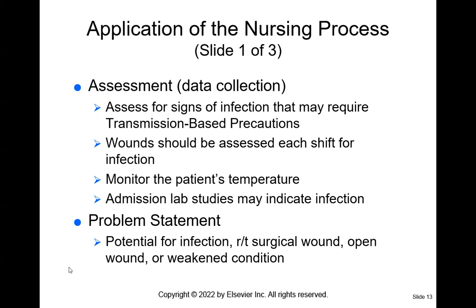Think about problem statements, right? So if the patient has a potential for infection, because in chapter 16, we talked about those risk factors: age, immune status, if they're an organ donor, if they're a smoker, right? Those are some reasons why a patient could be at risk for infection. So potential for infection, RT means related to the fact that the patient has a surgical wound. Whenever the skin is broken, that is an opportunity for infection to set in. Whenever there's an invasive procedure, I'm always concerned about infection and hemorrhage. Okay, of course, hemorrhage is going to kill the patient fastest, but in this case, we're really discussing infection, right? So that surgical wound or an open wound, or the patient has a weakened immune system.